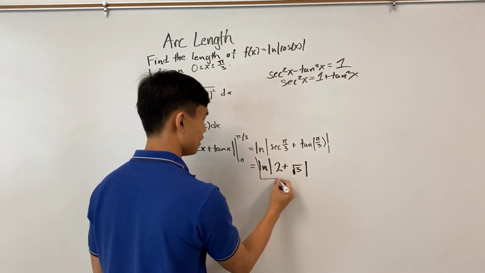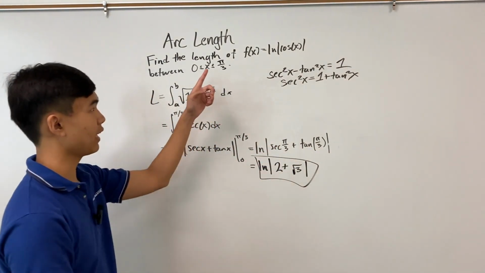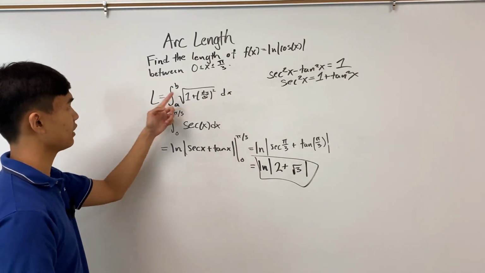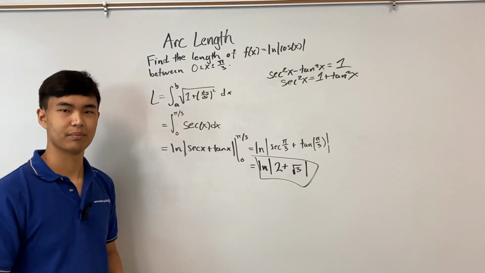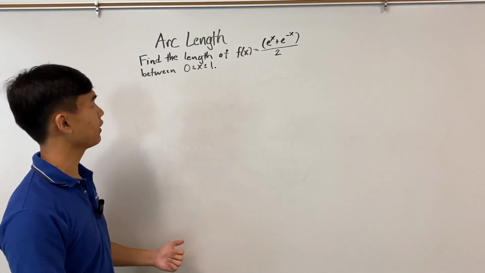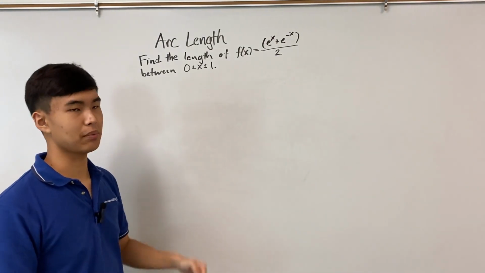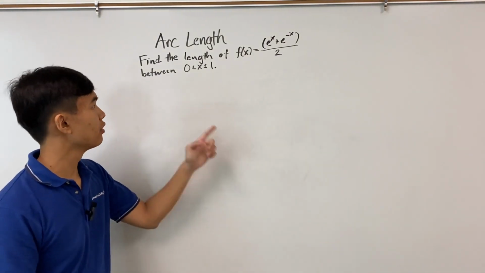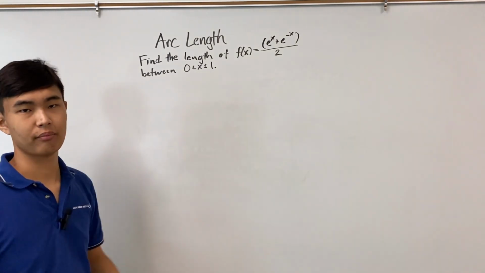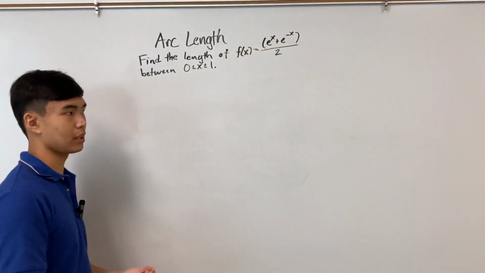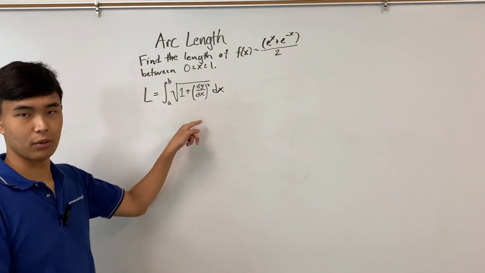And this is the length of the curve ln of cosine of x on the interval 0 to pi over 3. And for the second example, we're going to find the length of the curve e to the x plus e to the minus x over 2 from 0 to 1. So as always, we're going to begin by setting up our integral, like so.